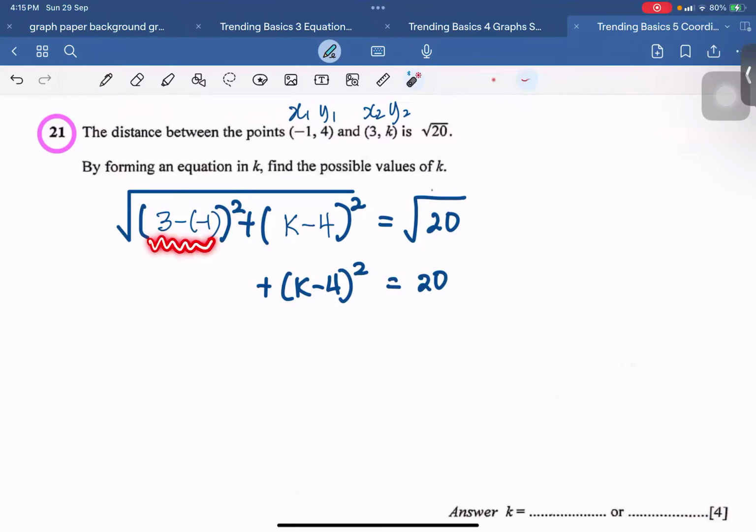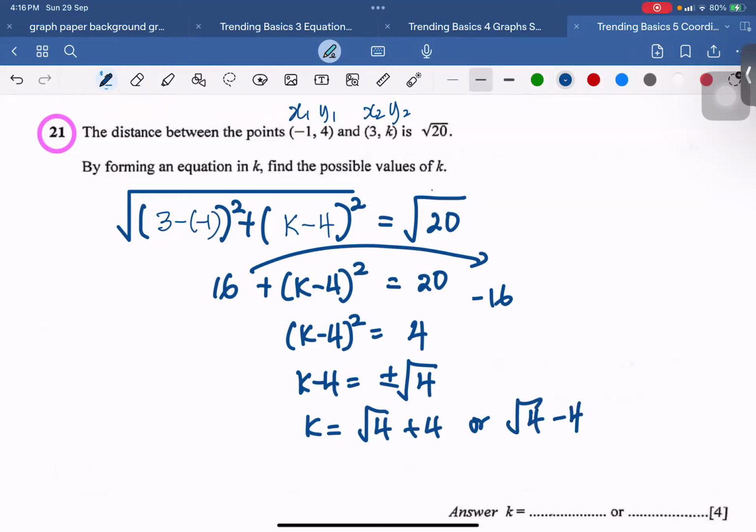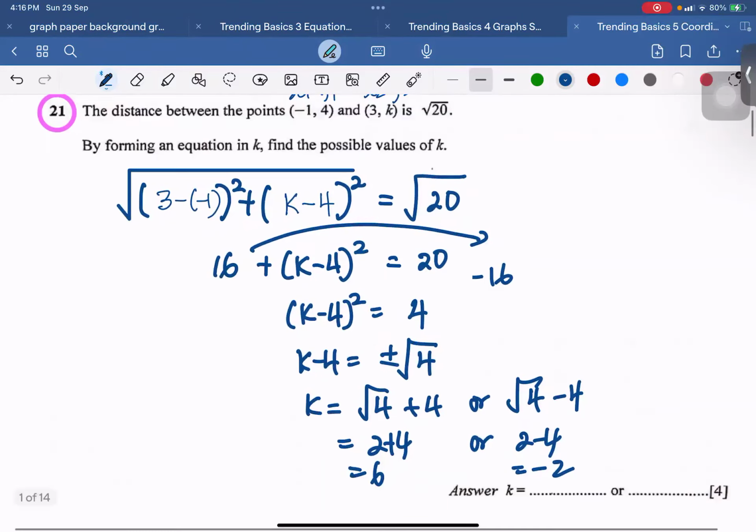Now simplify and calculate. 3 minus negative 1 is 4. 4 squared is the number 16. So what can we do? Treat it like how you solve an equation using completing square. So k minus 4 squared equals to 20 minus 16. Then you get 2 possible values.